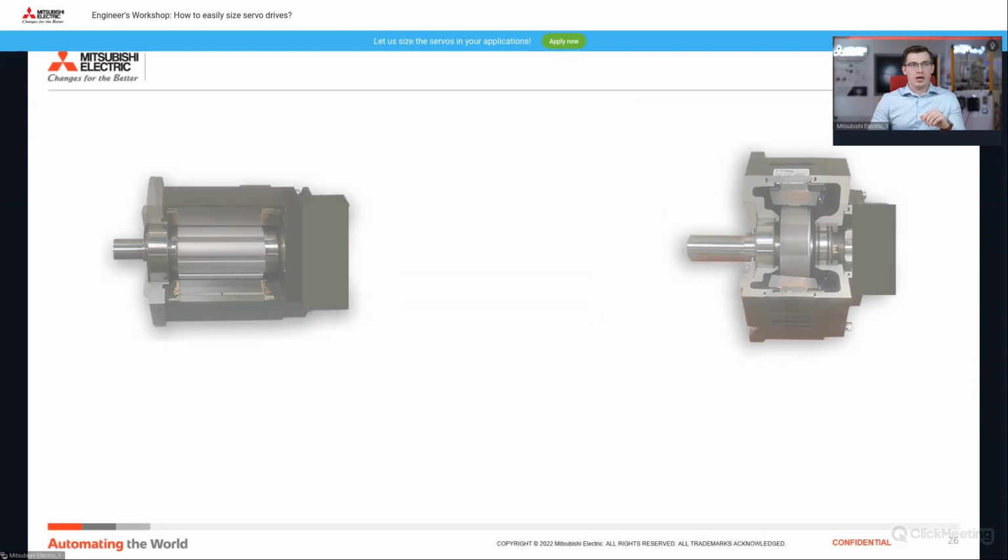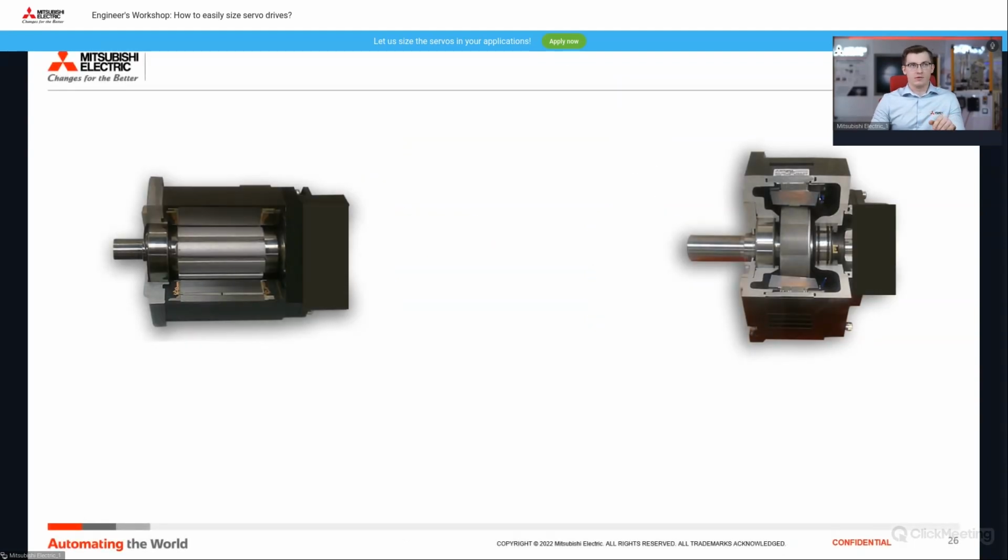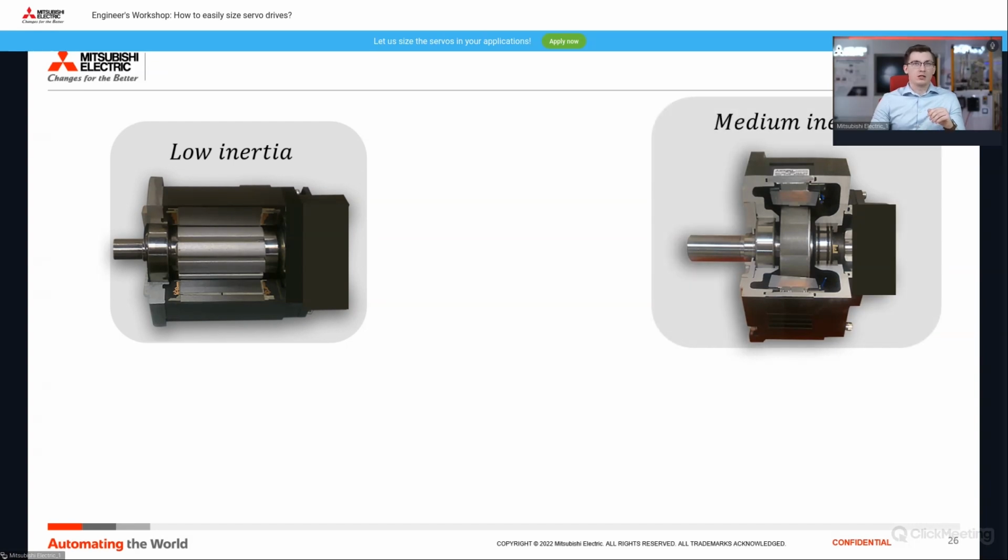So on this picture, we have two motors. From the left, low inertia, and from the right, medium inertia. So the inertia is as follows: mass and square radius. And as you can see from these motors, they are very different. The low inertia motors are longer, but the radius of the shaft is smaller. The medium inertia motors, on the other hand, have a bigger radius and the motor is smaller in its dimensions, so they are shorter.